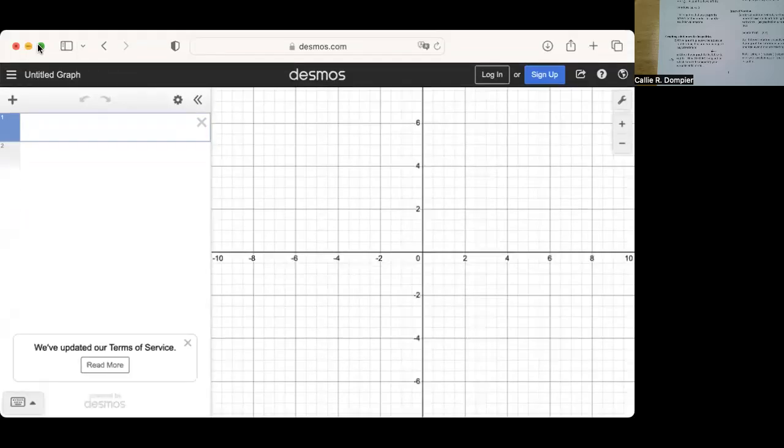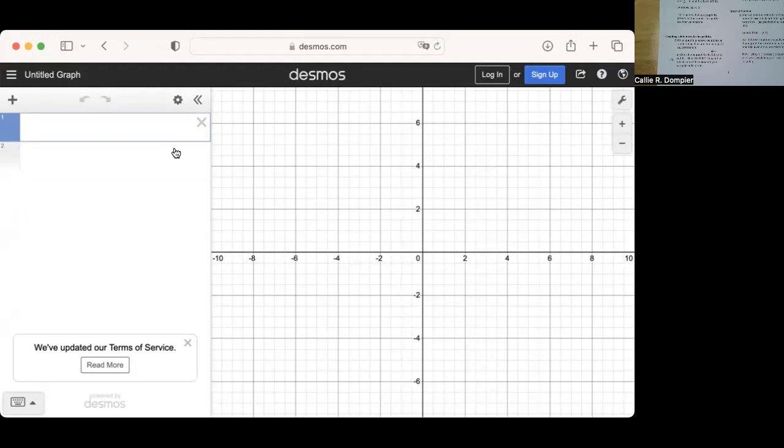Sorry, my screen is super small. All right, so here is Desmos. It is very important that you get comfortable with Desmos. It can help you with a lot of the exam questions, okay? If you're stuck, just type anything into Desmos, okay?